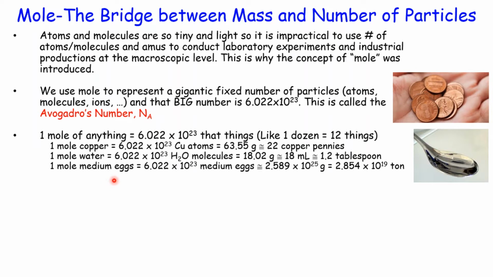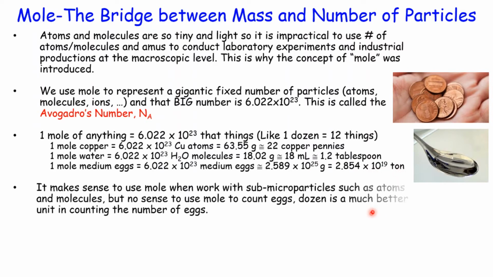Again, I just talked about the eggs. If we really use mole to count the number of eggs, that will be 6.022 times 10 to the 23rd eggs, and that weighs this many grams, which is actually about 10 to the 19th tons. Obviously, mole is not the unit you should use to count the number of eggs. However, it's a very, very useful unit to work with submicroscopic particles.